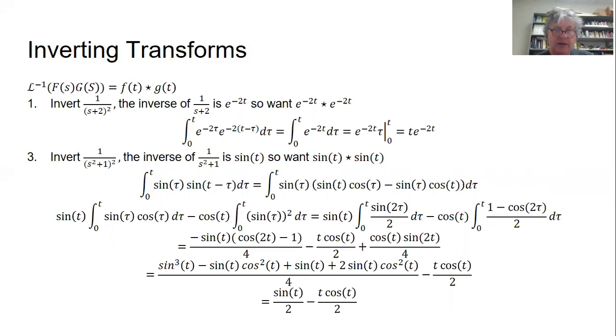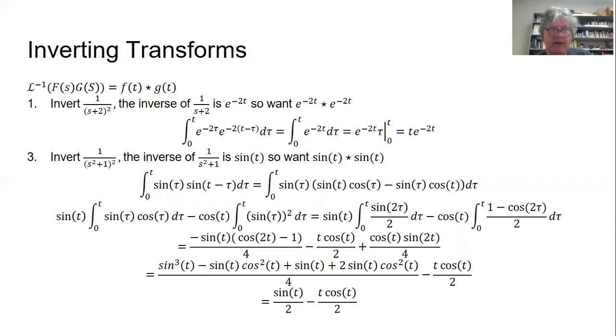And then, well, what's cosine of 2t? That's cosine squared minus sine squared. Okay, so we multiply that out. So the cosine squared times sine minus sine is a minus sine times cosine squared. The minus sine squared times minus sine is a sine cubed.